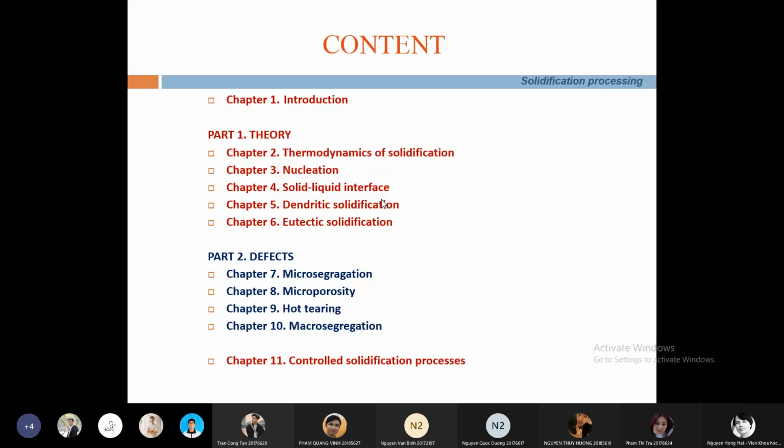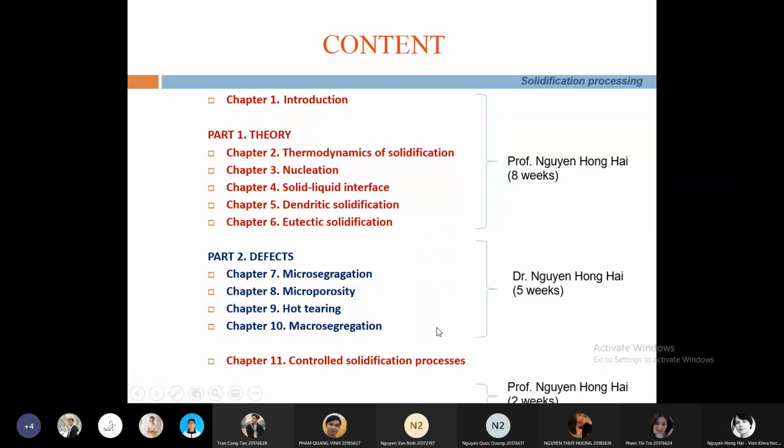So we have 3 parts. I will teach the first part, the introduction, and then Dr. Nguyễn Hồng Hải, who has the same family name as mine, for 5 weeks, will teach you the defects, part 2, and then I will teach you the last chapter, controlled solidification processes, about 2 weeks. This one is about 8 weeks.